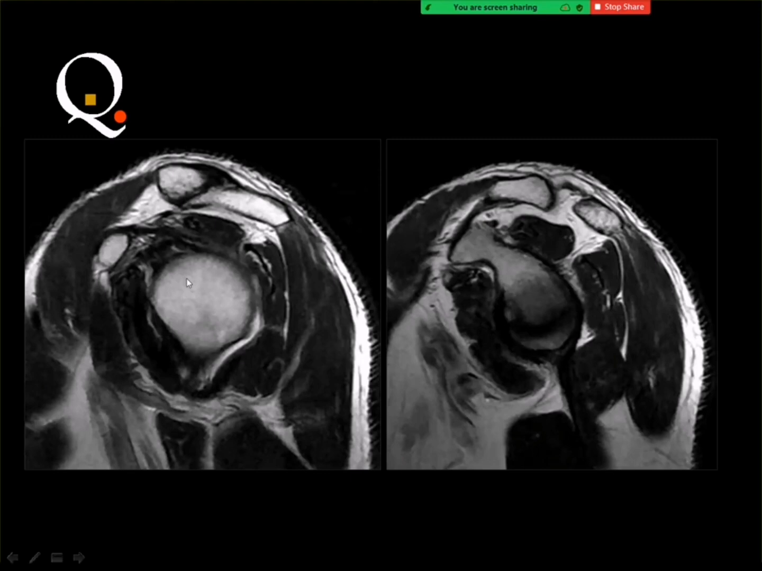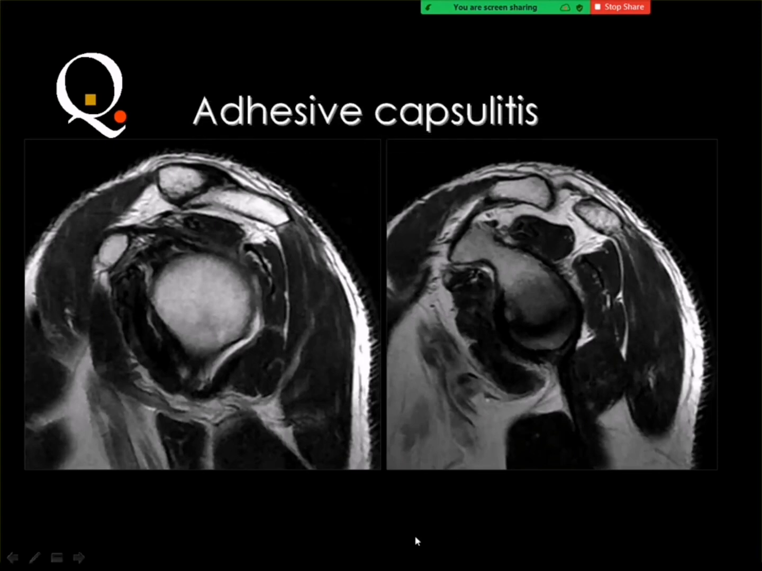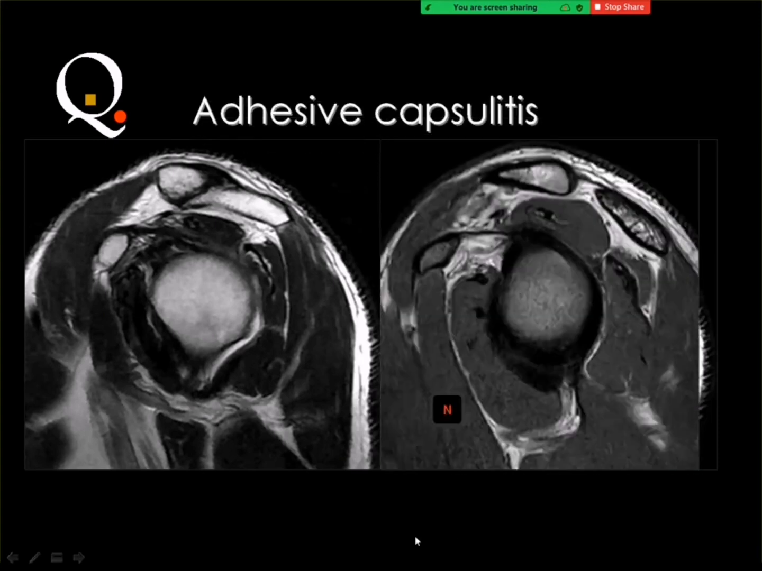Then the criteria of frozen shoulder or adhesive capsulitis is you get thickening of the coracohumeral ligament and the obliteration of the fat surrounding this ligament in the rotator interval. These are some of the supportive signs for adhesive capsulitis.